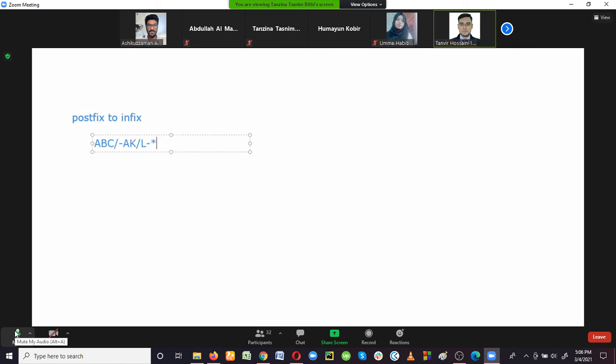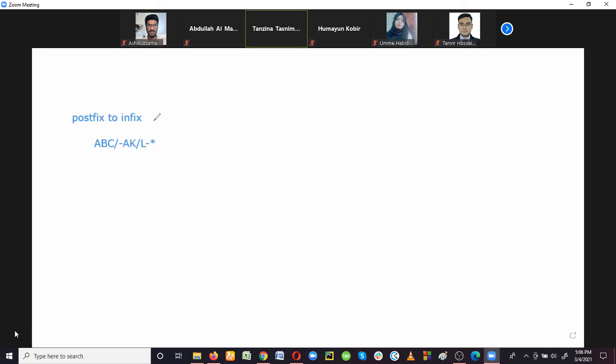Tanvir, speak a little louder. So this is a postfix notation. Just convert it into infix, okay, using a stack.